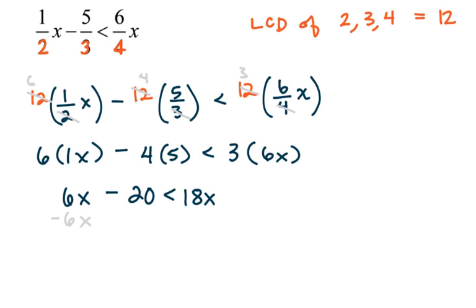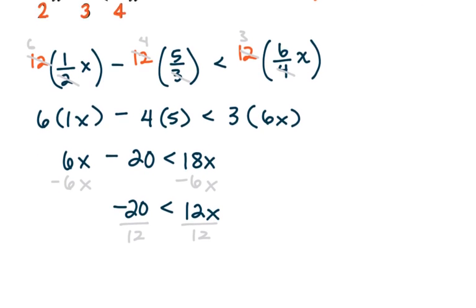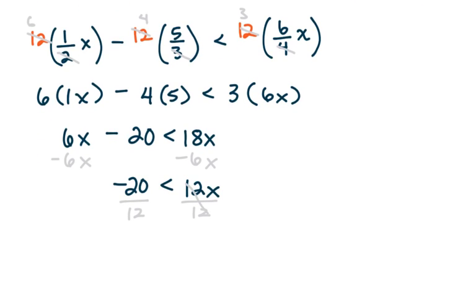Instead, I'm going to subtract 6x from both sides. That gives me negative 20 is less than 12x. Now I'll divide by 12 on both sides. 12 divided by 12 cancels, and I have negative 20 twelfths, but I can reduce each of these by dividing by 4, so I have negative 5/3 is less than x. Now, negative 5/3 is less than x. That doesn't mean a lot to us when we're reading the solution.